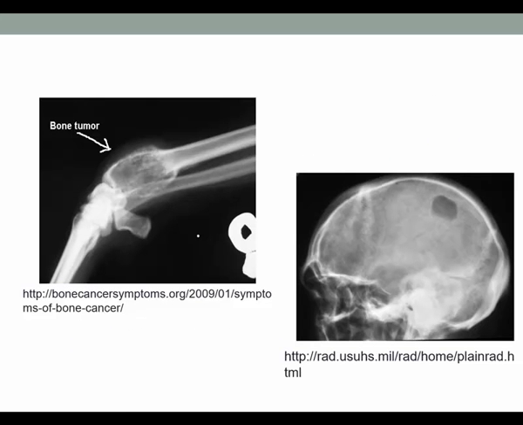Some images here of benign tumors that can cause problems. Even though they're benign, it would cause weakness of the bone here, for example, or maybe affect speech or coordination in the brain, depending on where the tumor is.